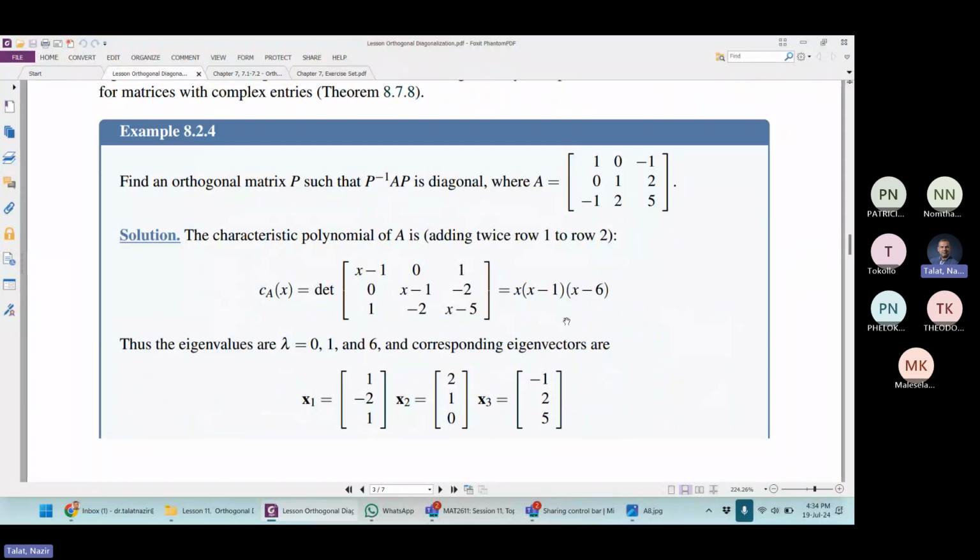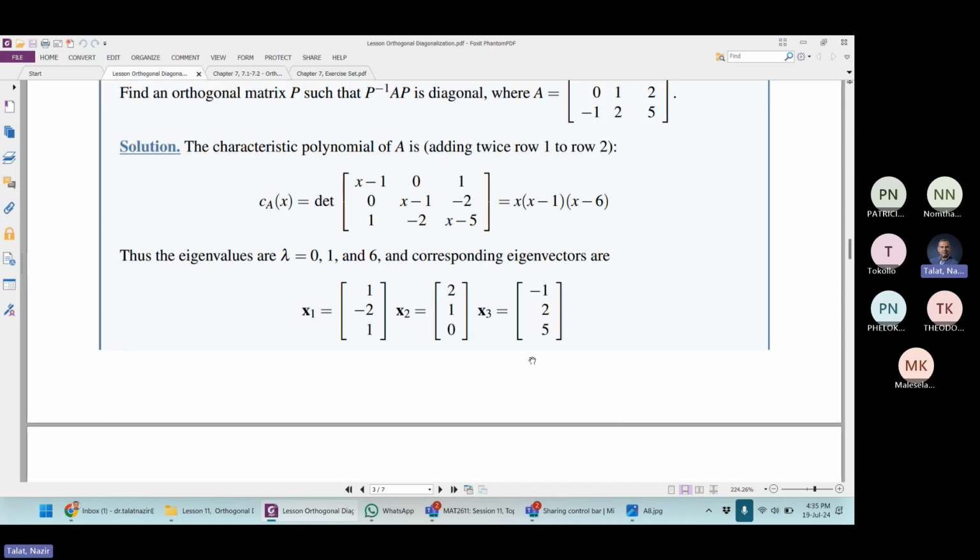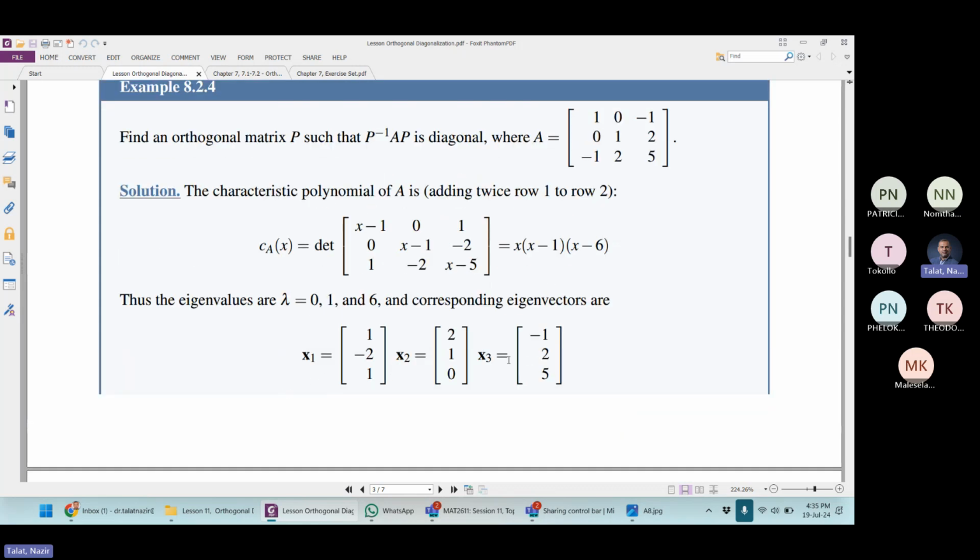For instance, here is one nice example with distinct eigenvalues. Find an orthogonal matrix P that orthogonally diagonalizes this matrix. For the given matrix A, we need to find its eigenvalues and eigenvectors. From the characteristic polynomial, we get eigenvalues lambda equal to 0, 1, and 6. Now we need to find the corresponding eigenvectors, as we know how to do. If you find them, you get x1, x2, and x3. Note that since all the eigenvalues are distinct, the eigenvectors are also distinct.